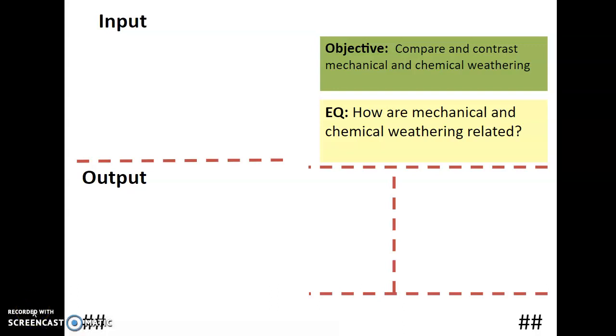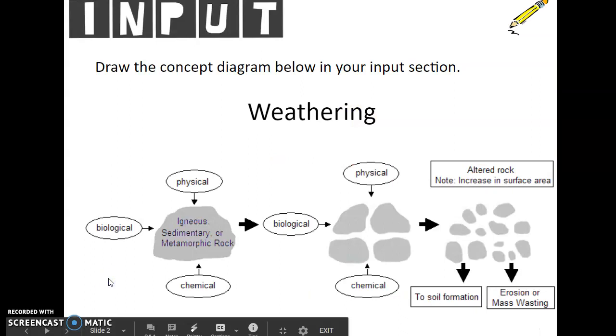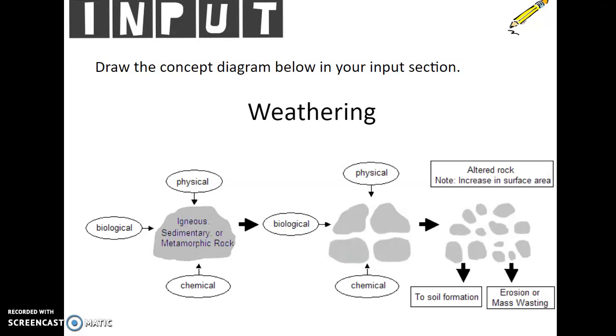Hey class, during today's lesson we're going to learn how chemical and mechanical weathering are related, and the objective for today's lesson is to compare and contrast mechanical and chemical weathering. So take some time to copy this input into your notebook. Feel free to pause here, and once you're done copying this down, move on to the next slide.